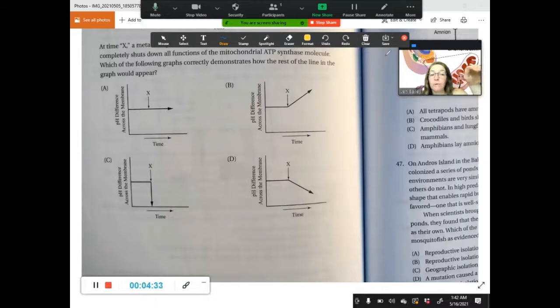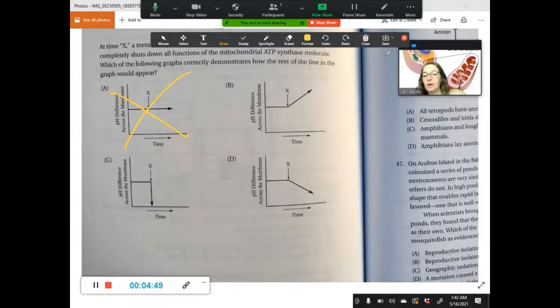Right? You broke the ATP synthase machine, which means you broke the proton pump, right? So a gradient can no longer be maintained. So it's probably not going to be A. Okay, so it's probably not going to be like that.